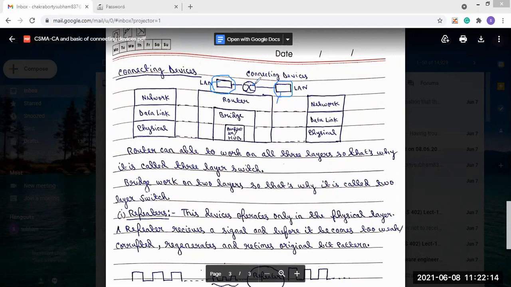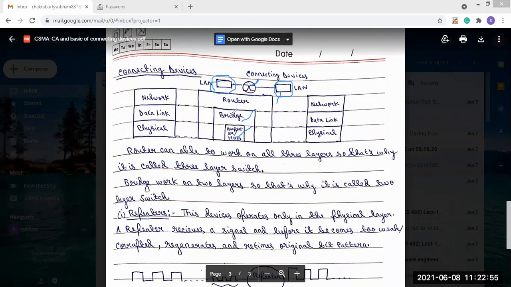Now, there are three types of connecting devices present. That is, router, bridge, repeater, or hub, we can say. The repeater or hub works on the physical layer. You see, this repeater and hub only work on the physical layer. The bridge is another connecting device. This bridge works on the physical layer and data link layer, both.